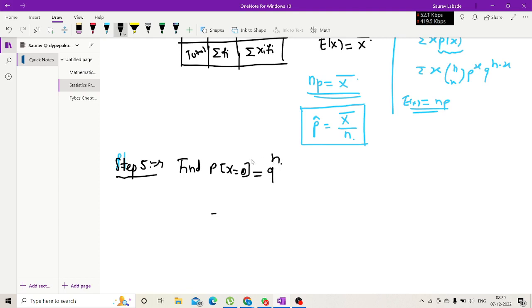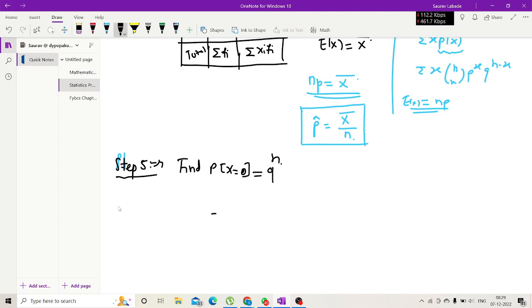But how are we getting this? We are getting this by using the recurrence relation. Right? So this is from step 2. If you substitute 0 in the value, that will be q raised to n.